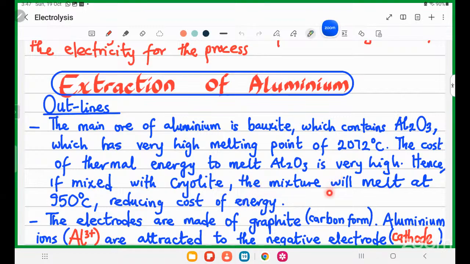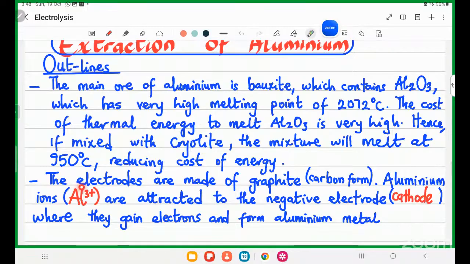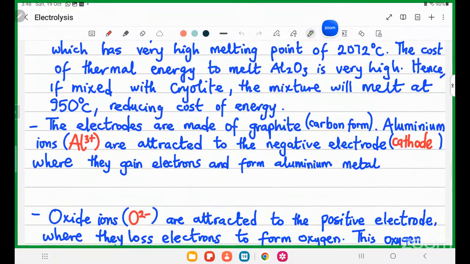The mixture of cryolite and bauxite will melt at 950 degrees Celsius instead of 2072 degrees Celsius. So when you react bauxite with cryolite, the melting point is reduced and the cost of energy is also reduced. Is that clear? Yes, sir. Good.